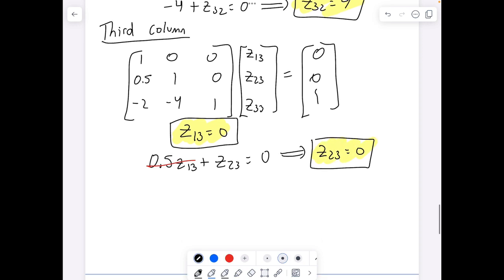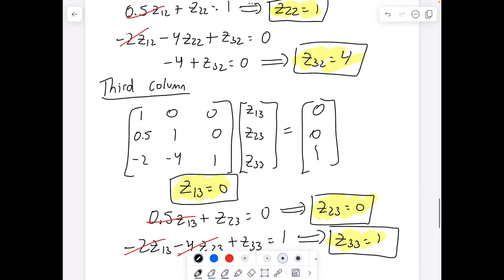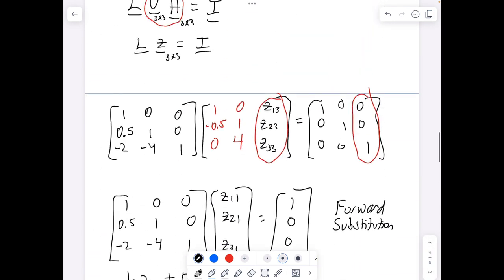Last one, negative 2 Z13 minus 4 Z23 plus Z33 is equal to 1. That's 0, that's 0. So we get that Z33 is equal to 1. 0, 0, 1. So this last column is 0, 0, 1.